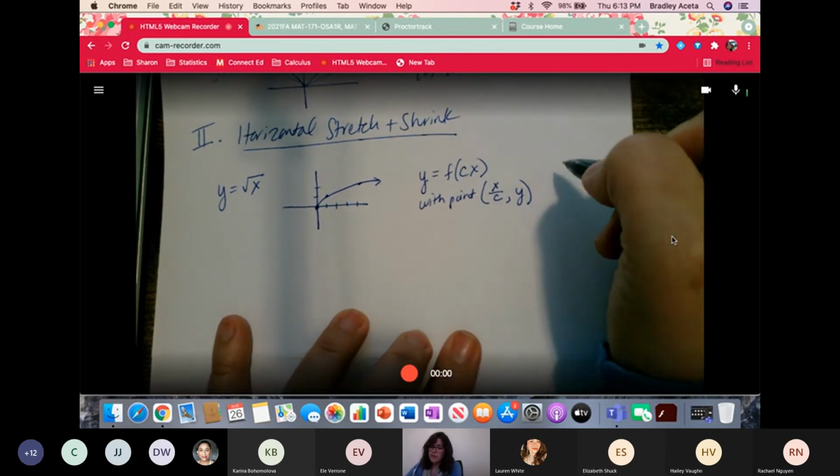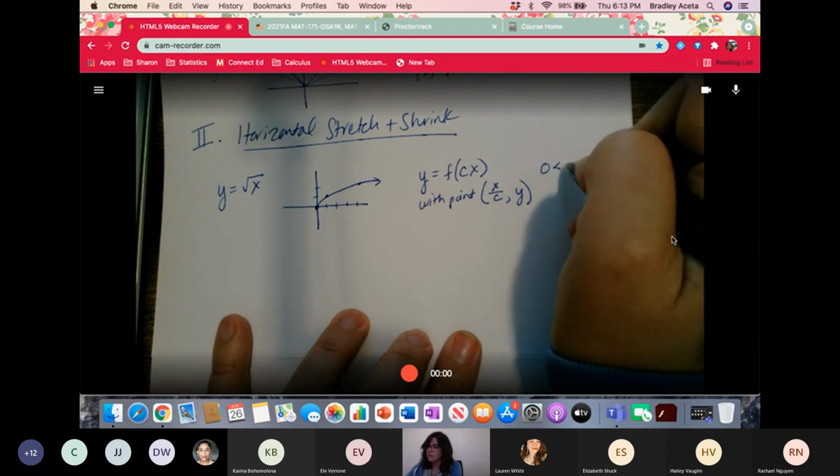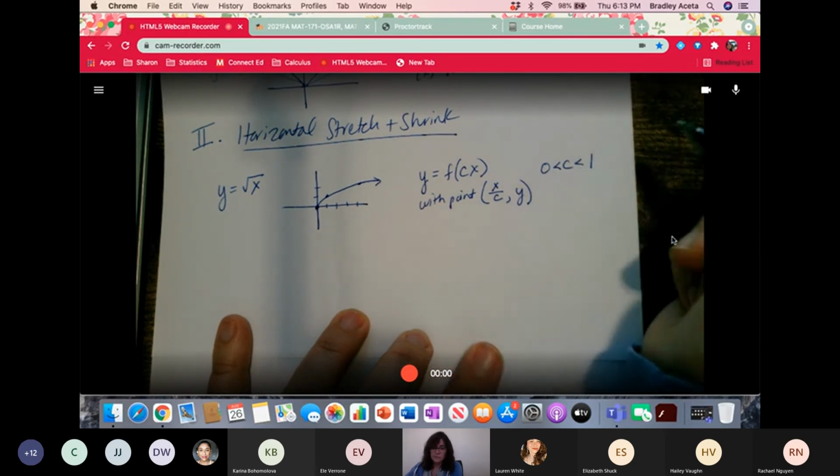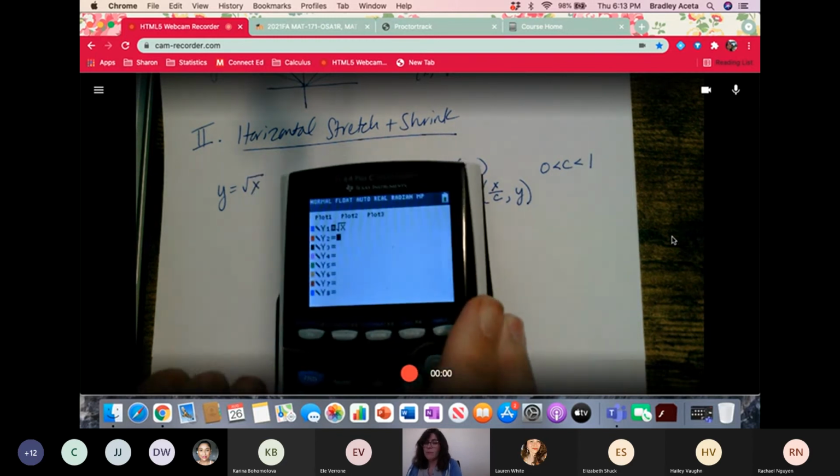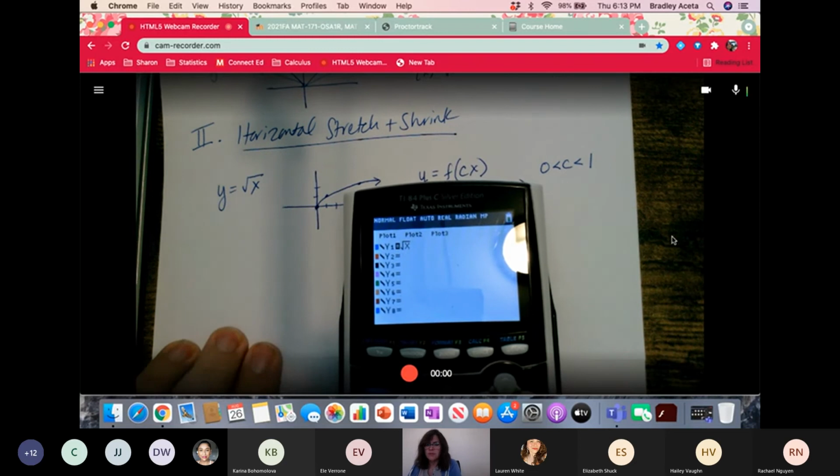And let's let our c value be a fraction. Okay, so let me actually use our calculator, kind of look at this, because I did put it on here. Okay, so clear. So let's see what happens if I have square root of x and then I put square root of 0.25x.